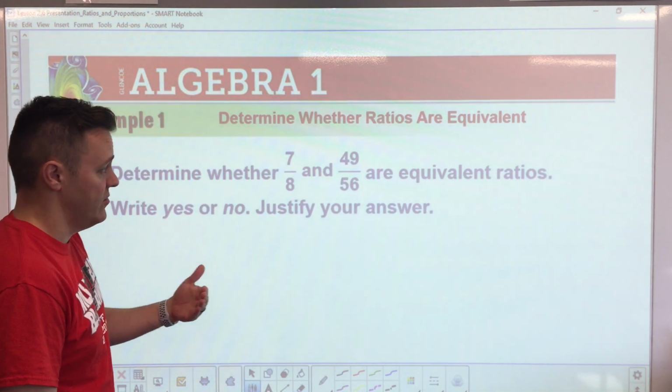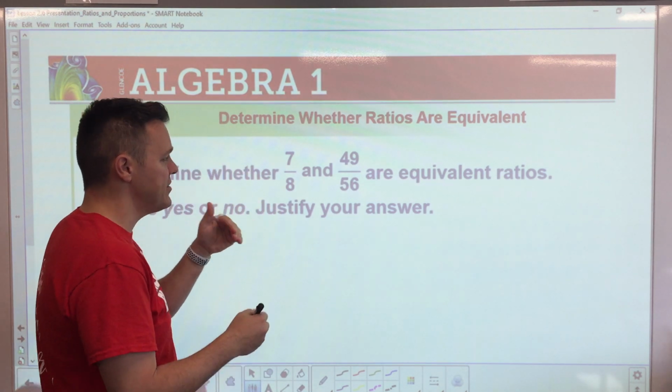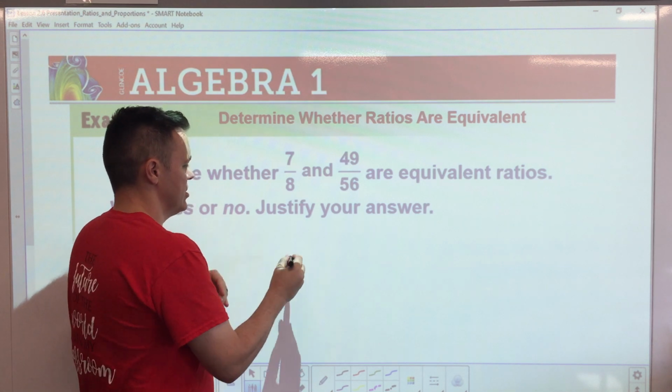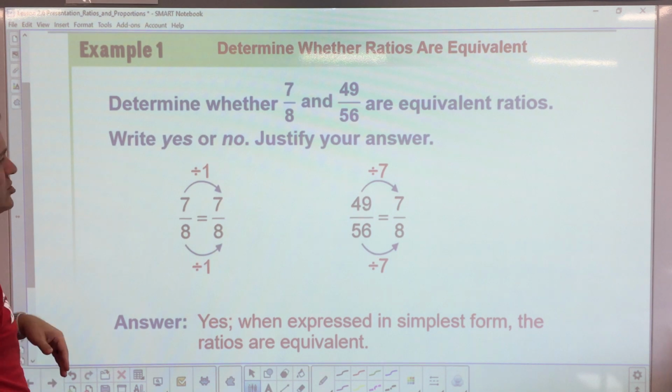Yes or no, and justify your answers. So here's how you would do this, ladies and gentlemen. You have to ask yourself what numbers, as you write it out. What you want to do is make sure you write it out.